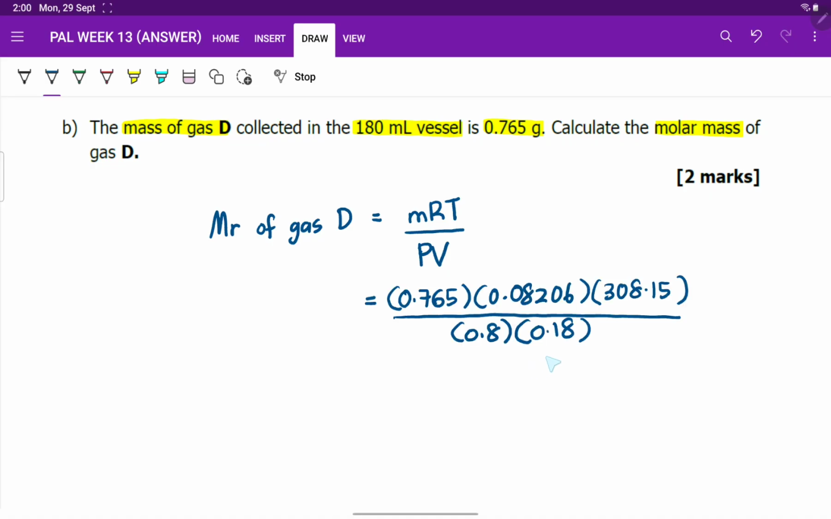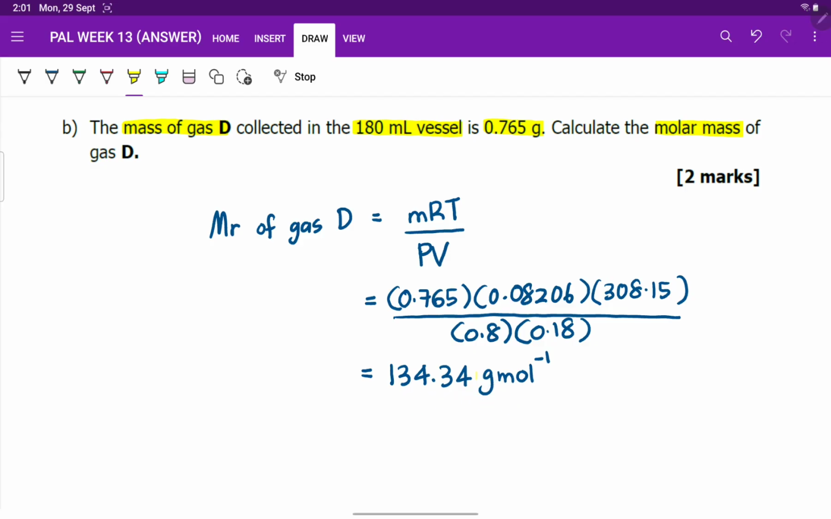So this is the substitution. Jadi saya ingatkan sekali lagi, mass in gram. Your temperature, you need to change it to Kelvin. So, kita akan dapat 308.15. The pressure is in ATM and the volume must be in liter. So, our final answer, the molar mass of gas D will be 134.34 gram per mole.